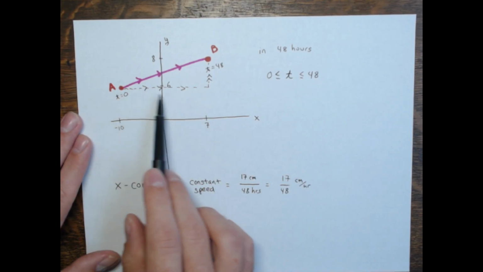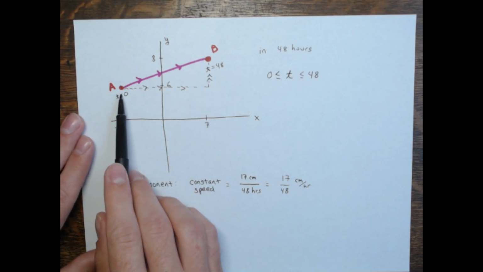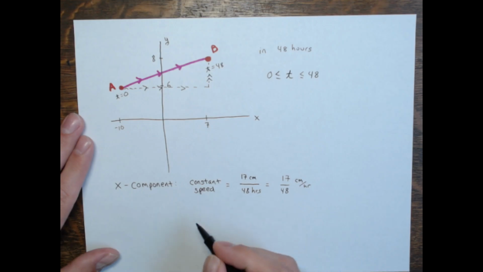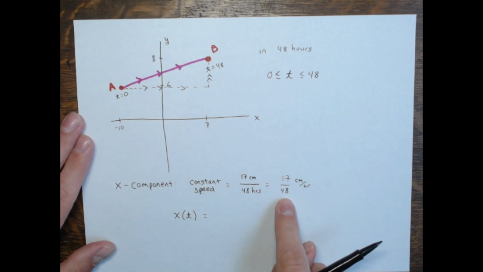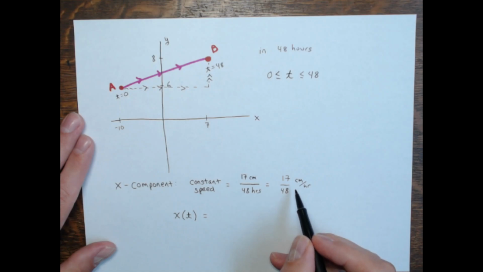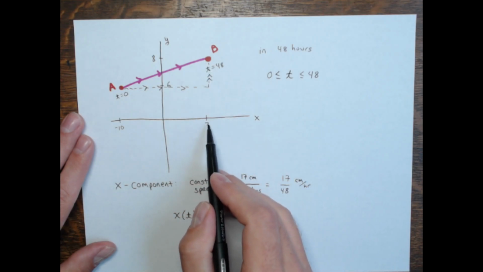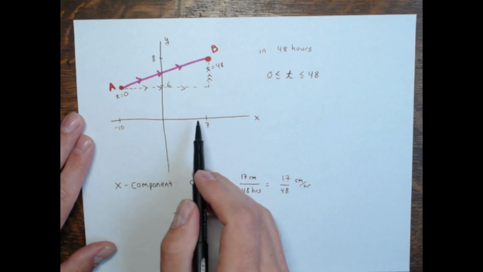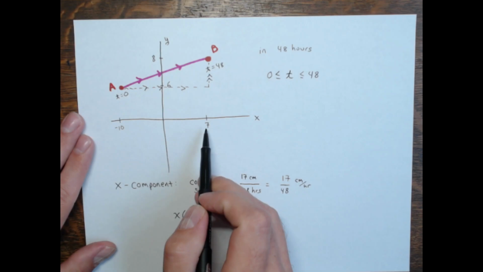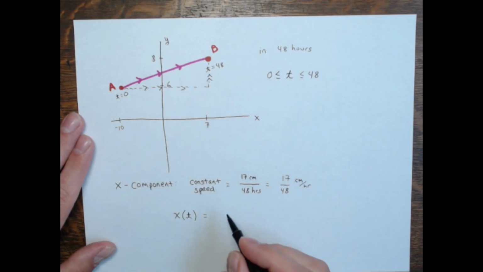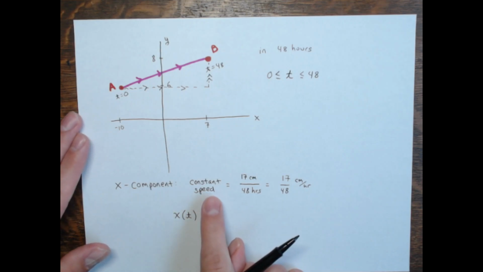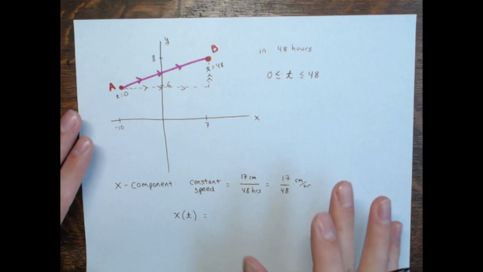And then I'd like to set up a parametric equation here. I want the x coordinate to depend on t, so that at t equals 0, we're at negative 10, and at t equals 48, we're at 7. Right? x to be negative 10 when t equals 0, and x to be 7 when t equals 48. And that's a very simple linear equation, right? When we're moving at constant speeds, you should be thinking linear equations.